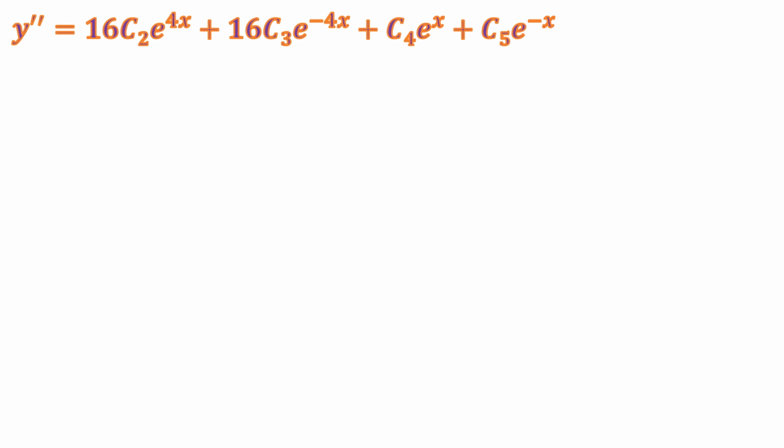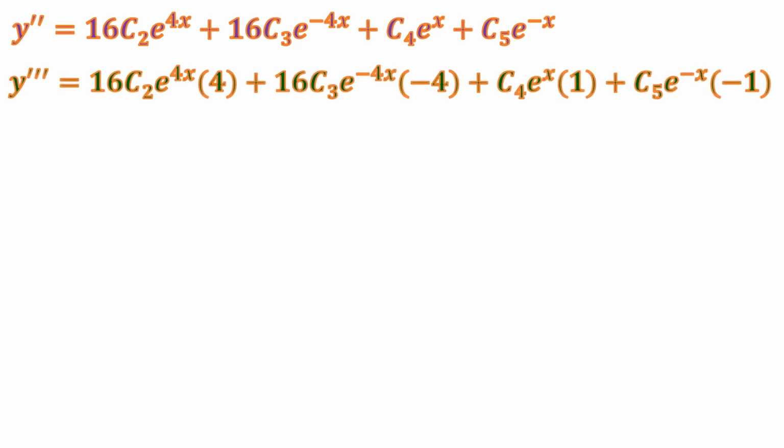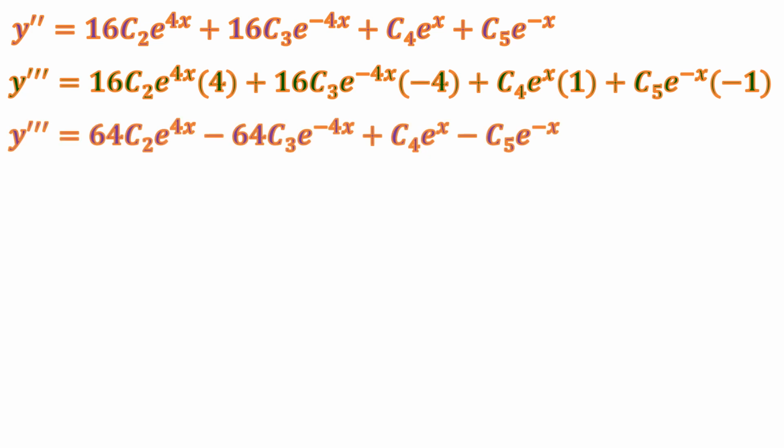So this is the second derivative, and we're going to find the third derivative. Again, the same procedure. Everything will be the same except that the constants are getting bigger and bigger coefficients. So it's now 16c2 and 16c3. Then let's multiply. 4 times 16 is 64. Negative 4 times 16 is negative 64. 1 times c4 is just c4, and negative 1 times c5 is negative c5.